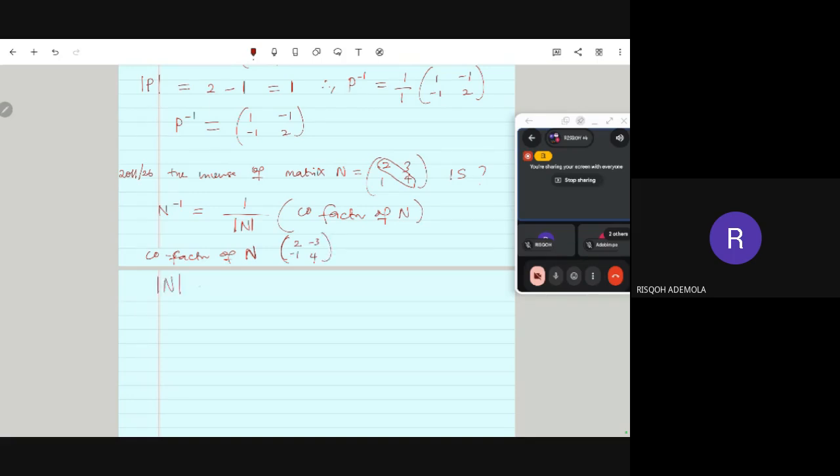The next thing is to find the determinant. What's the determinant of N? How do you find the determinant? 2 times 4, 8. Minus 3 times 1, 3. That gives me a 5. So the determinant of N is 5. So the inverse of matrix N is going to be 1 over 5 multiplied by the cofactor 4 minus 3 minus 1, 2. And that is the answer.